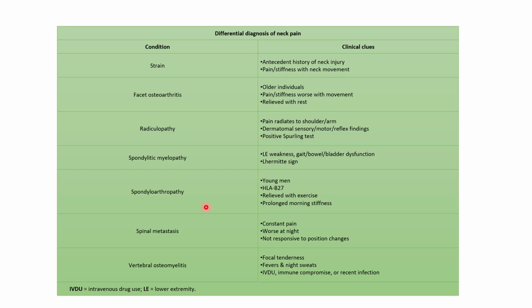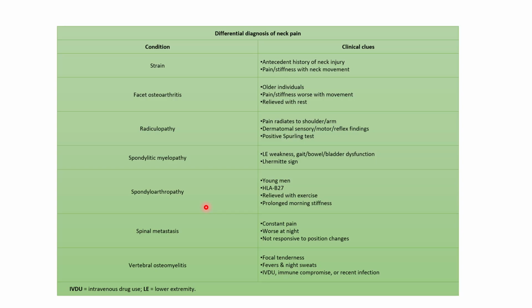What happens in facet osteoarthritis? It happens in older individuals. Pain and stiffness are worse with movement and relieved with rest. What happens in vertebral osteomyelitis? There may be focal tenderness, fever and night sweats, history of IV drug abuse, immunocompromised state, and recent infection. These are the differential diagnoses of neck pain.